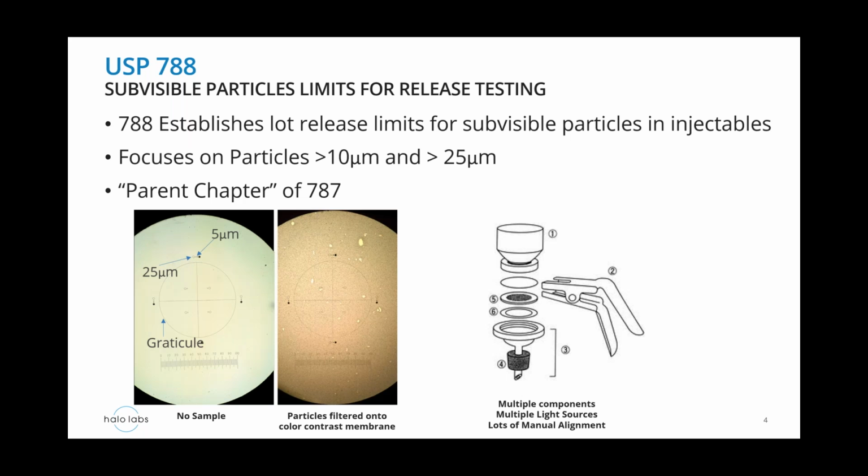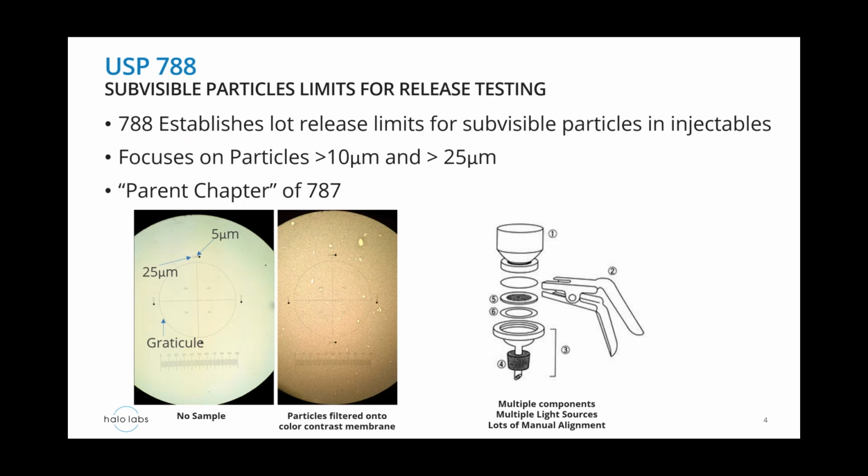Now we have some of the images here that capture the old style membrane microscopy that is set forth as USP788 method 2. So 788 has two methods that are approved. One of them is light obscuration, the most popular one. And then the original one was membrane microscopy. And you can see some images there.